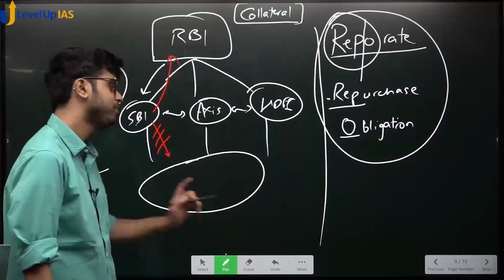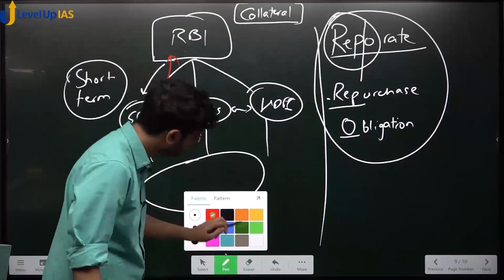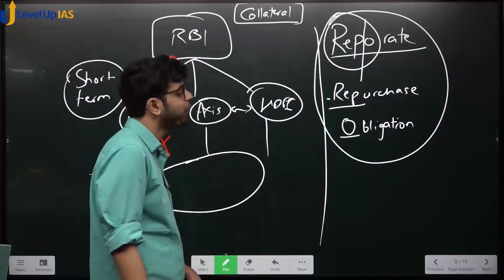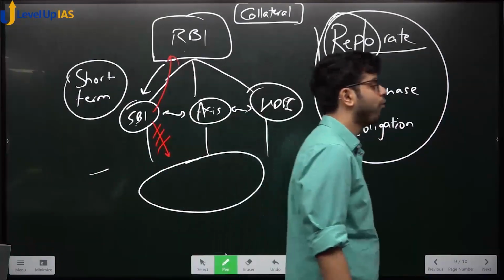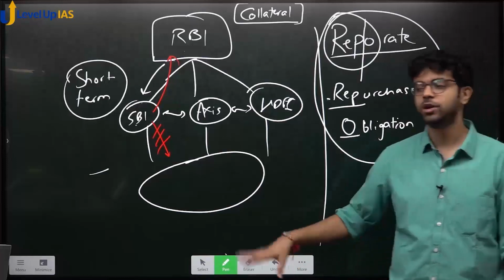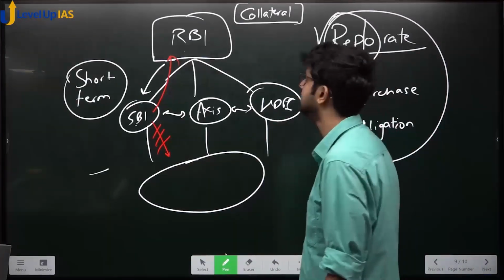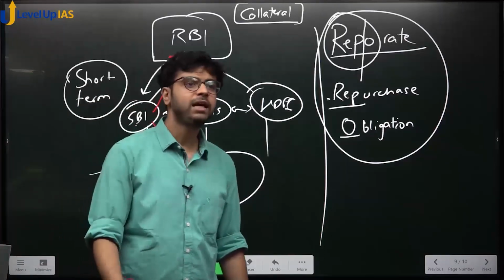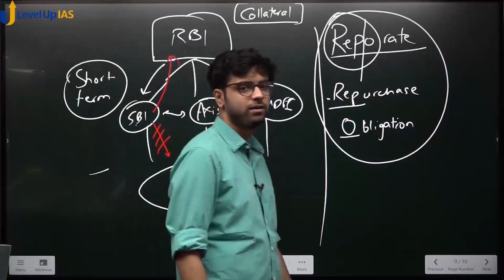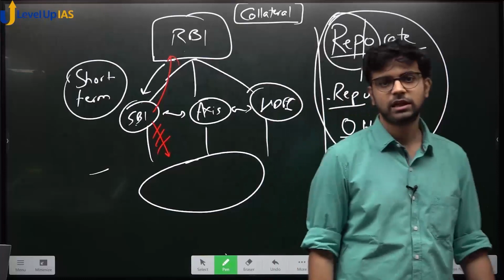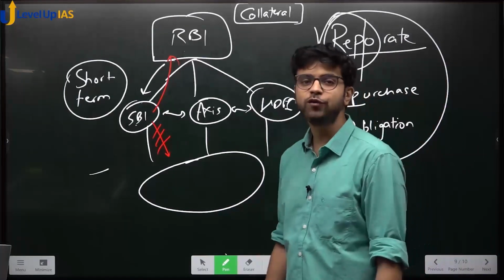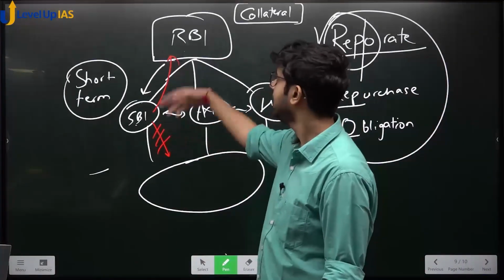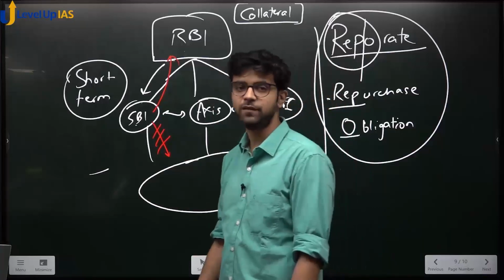Simple. I will repeat it 10 times if you want, but I want you to be clear with these concepts because these are the core of monetary policy. We are now inside monetary policy. We are in the heart of monetary policy now. So, what is the rate at which RBI lends to SBI? Repo rate. What do you think would be the rate at which SBI is keeping its money with RBI?